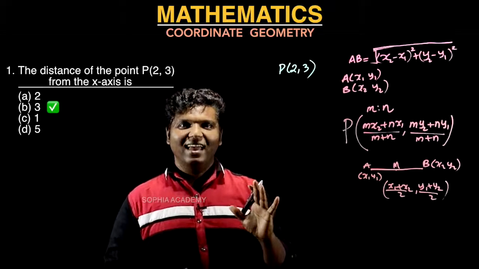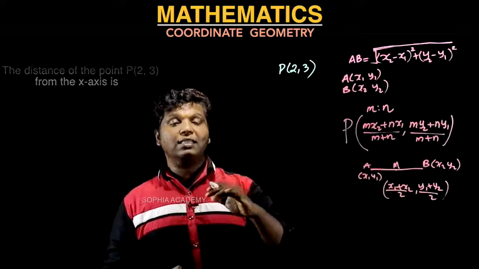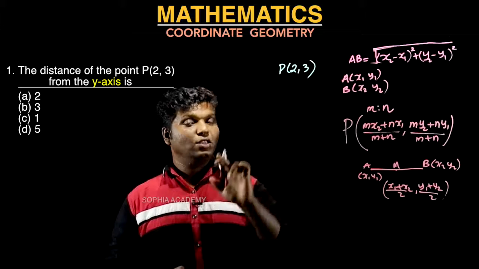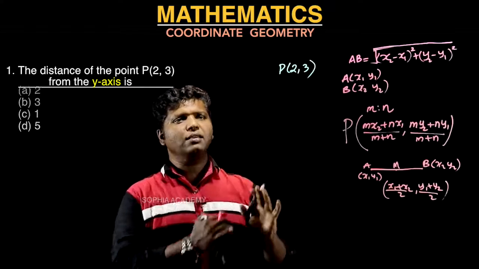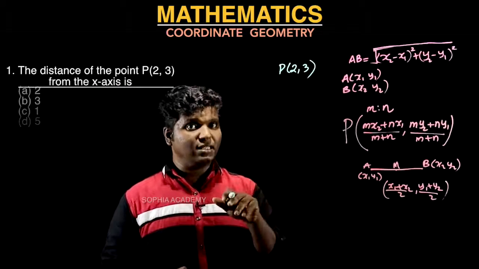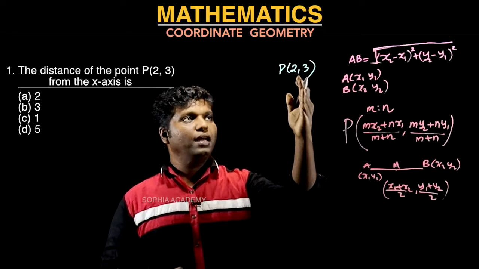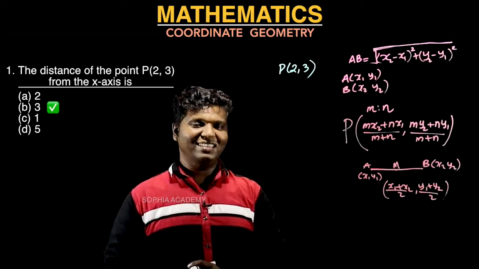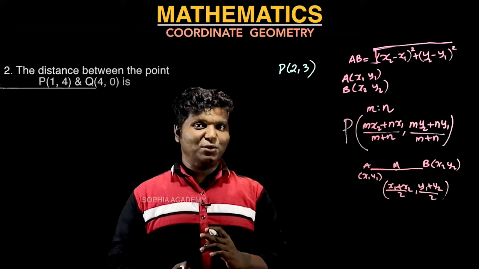That's it. And in this case, if they were asking for the distance from the y-axis, what you will do? The x coordinate, 2, will be the answer. But here they asked about the distance from the x-axis, so the y coordinate will be the answer. So here it is 3. So option number 2, 3, is the answer. That's it. Now let us get into the next question.